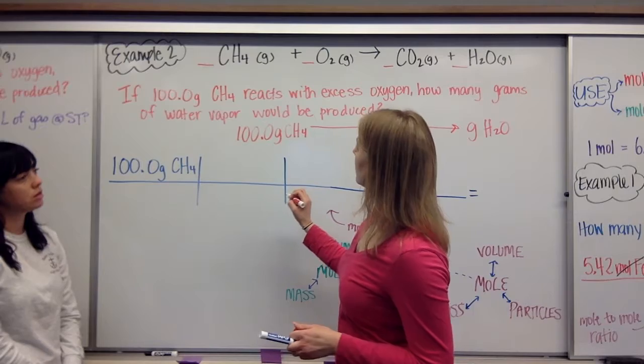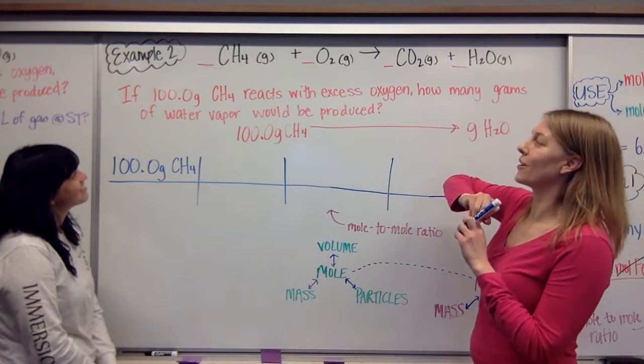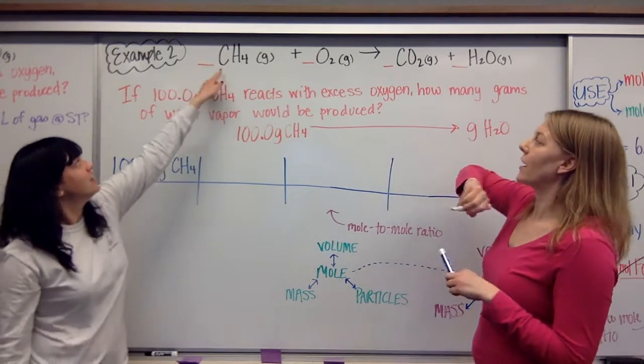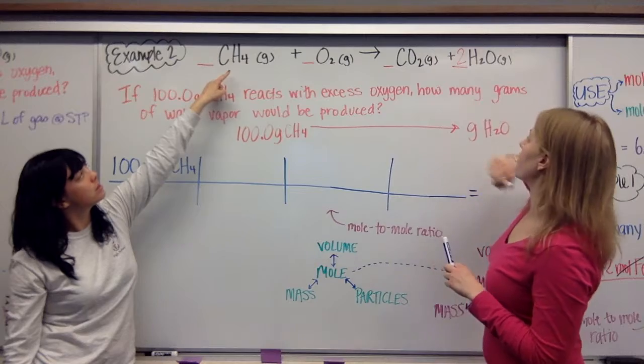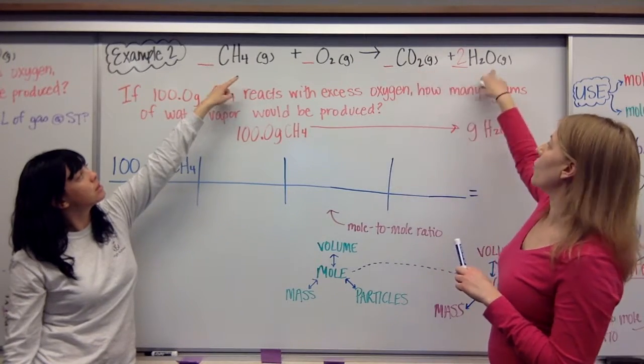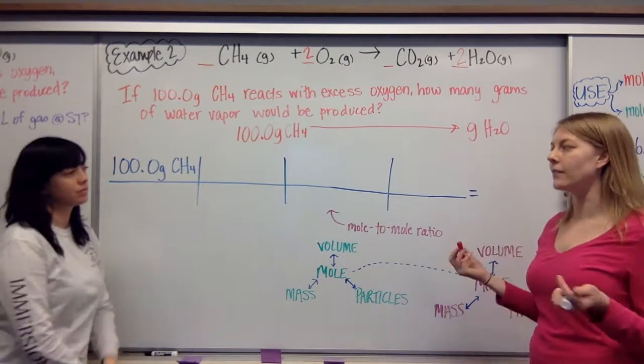Is that balanced? Oh, thank you. We have to make sure that we're using a balanced equation, right? Because our moles are going to be all out of whack if not. So CH4, we have 4 H's. We need 4 H's over here. That now gives me 4 O's, so I'm going to need 4 O's. Okay, now we have a balanced equation.